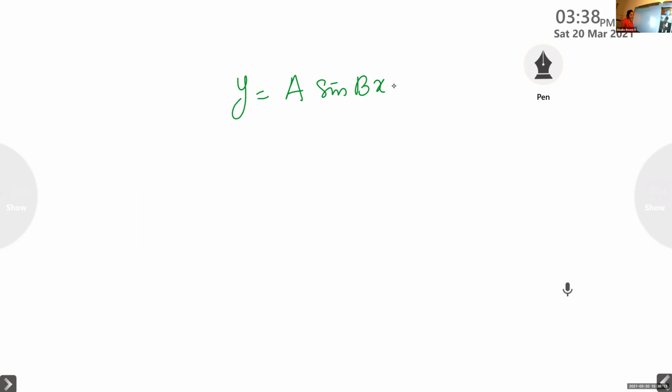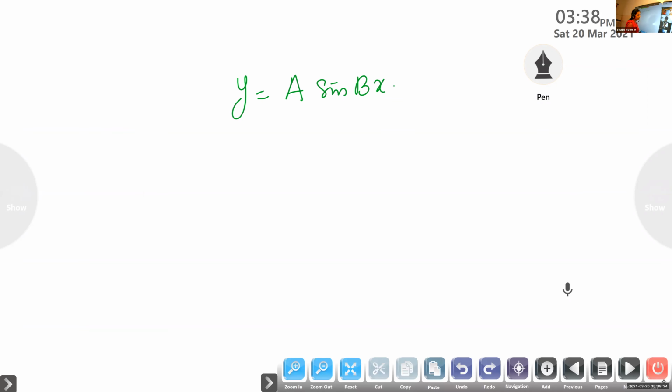So how many arbitrary constants are here, children? Two constants, isn't it? So what is dy by dx? When you differentiate this, what will you get? a into, what is the derivative of sine bx? It is cos bx into b, isn't it? Then we can write this as ab into cos bx.